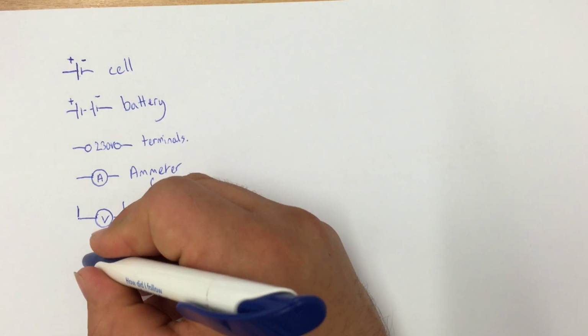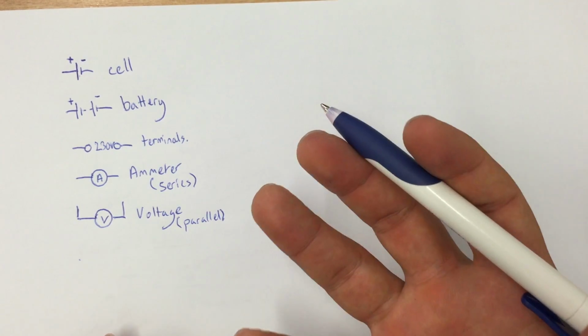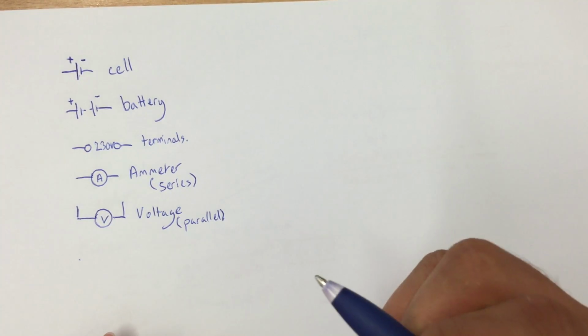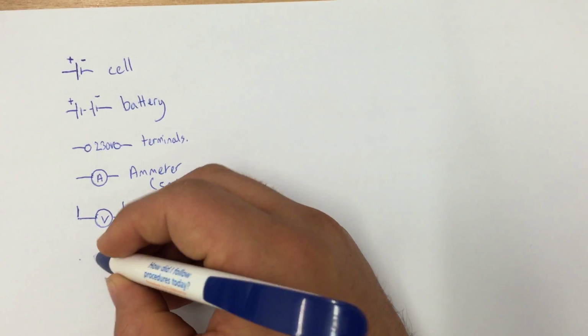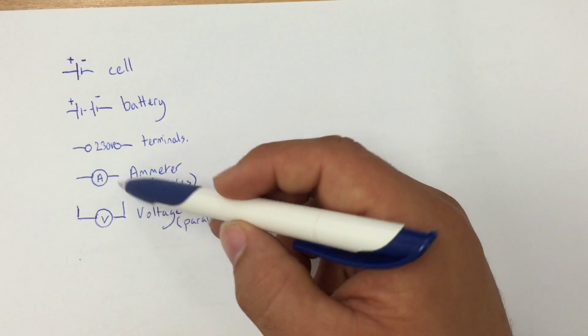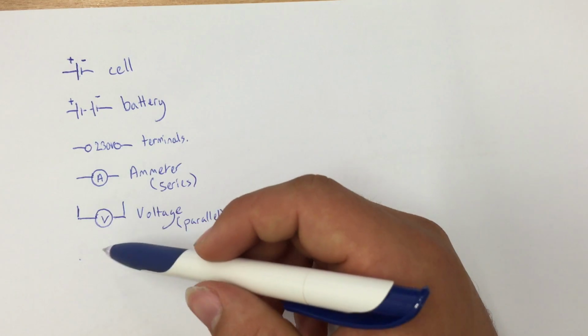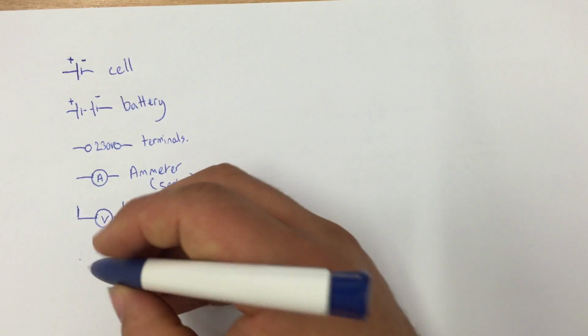parallel. You can also have an ohm meter, which measures resistance directly, but it's very rare that we talk about an ohm meter. And a multimeter is a meter that can do all three of these things. It can measure current, voltage, and resistance.